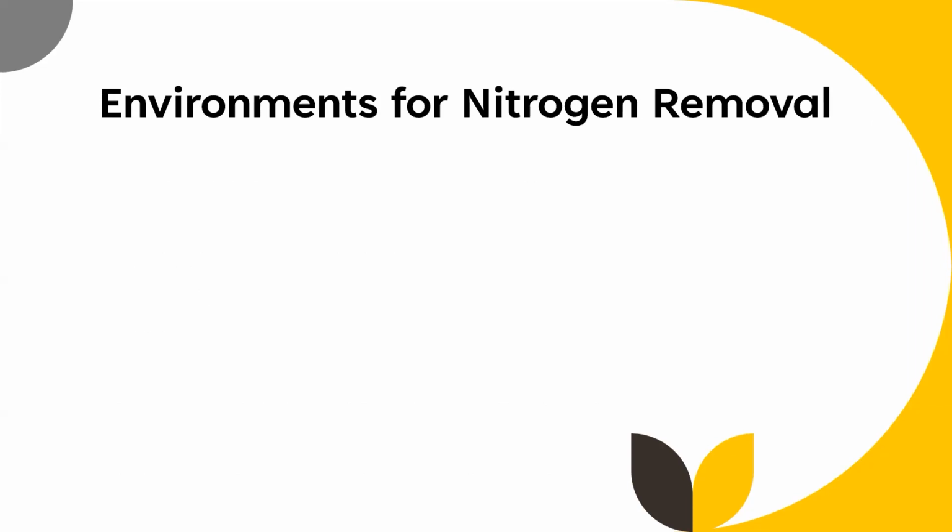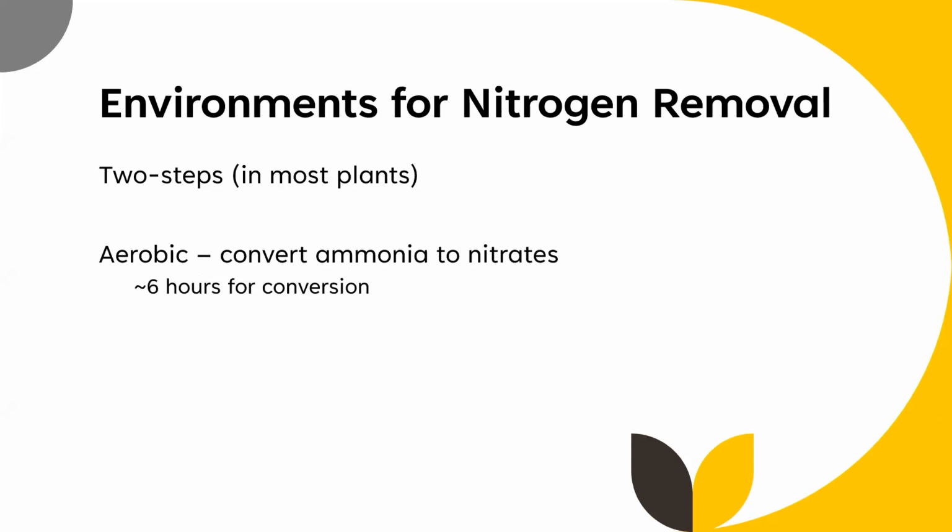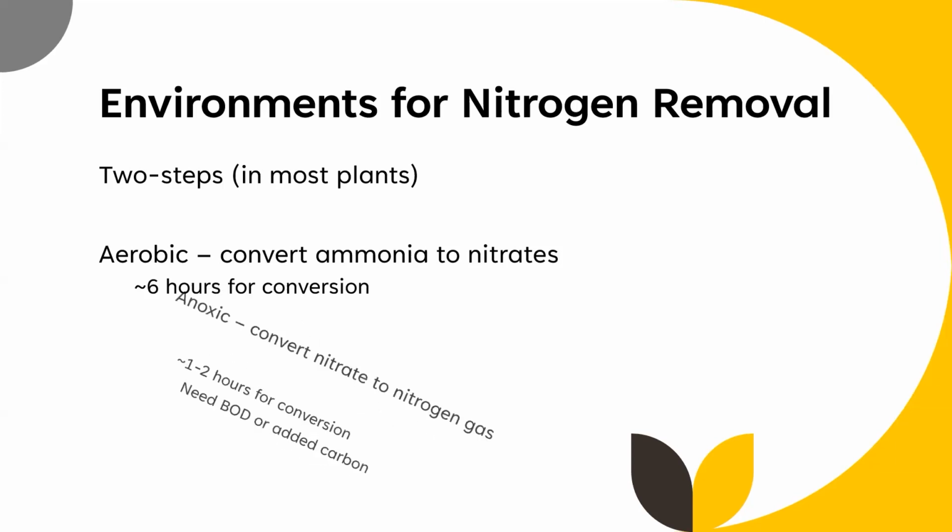At a high level, your environments for nitrogen removal in most plants are going to be a two-step process. And we will get into much more depth of this later on in the presentations. You need an aerobic environment where ammonia is being converted to nitrates. That's typically about 6 hours of time that is necessary for that water to be there for that conversion of ammonia to nitrates.